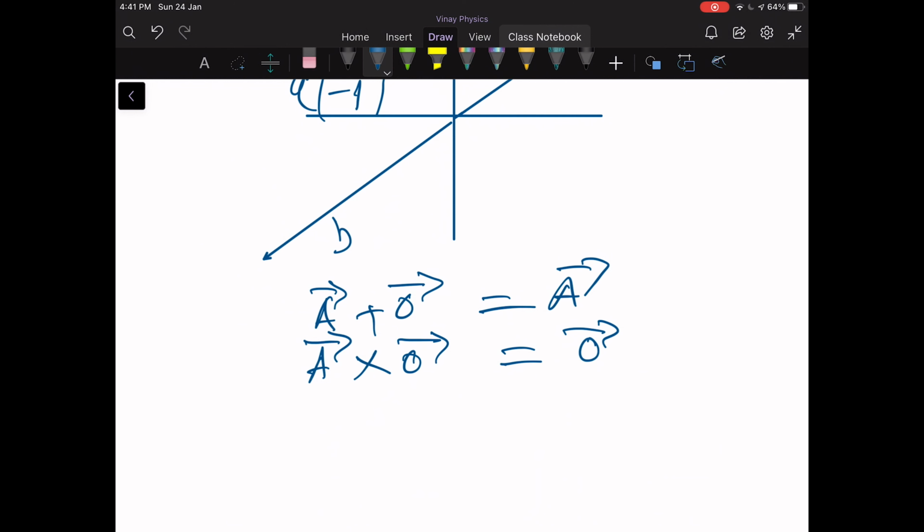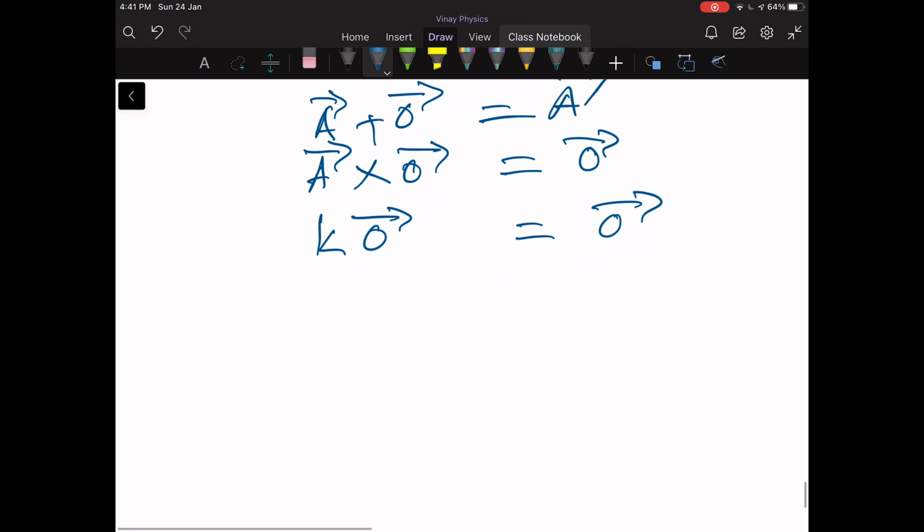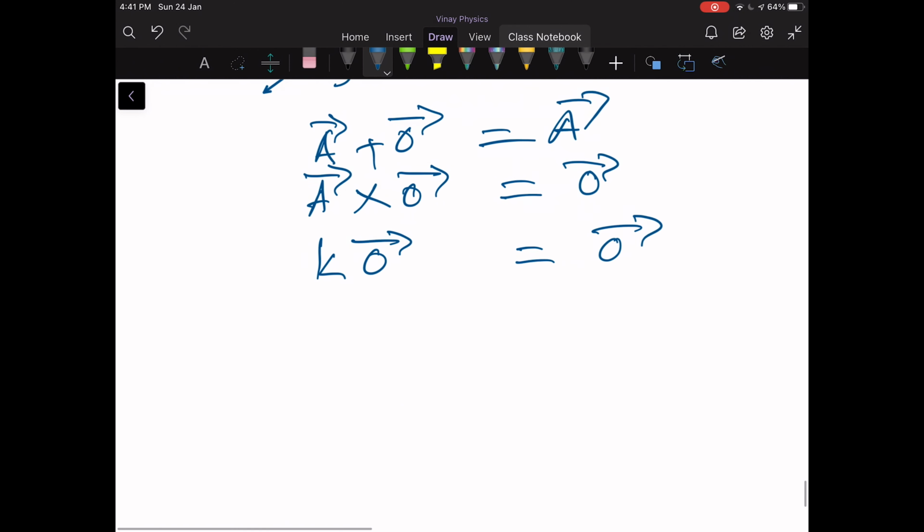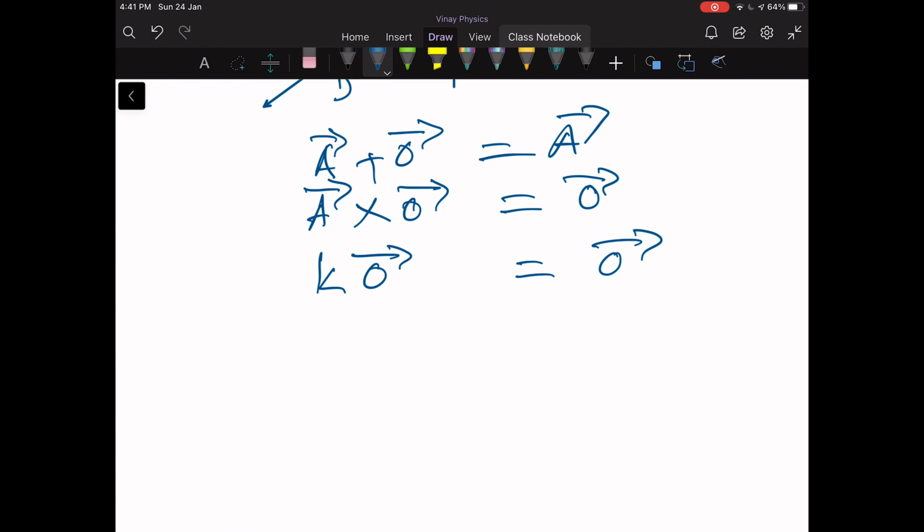And if we have any number, let us say k, and we multiply the 0 vector with it, we will essentially get a 0 vector back. So, I think that is the end of the complete vector algebra. We can try doing some questions, because this is a very important part which is used in many places.